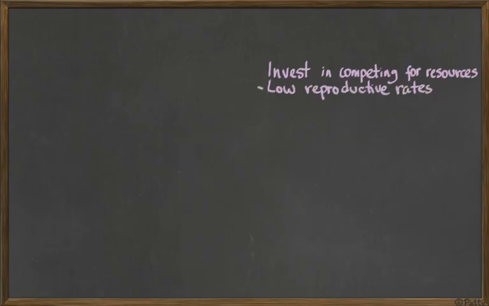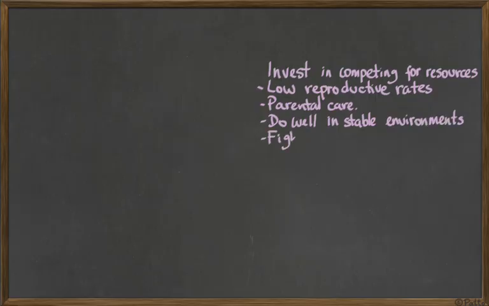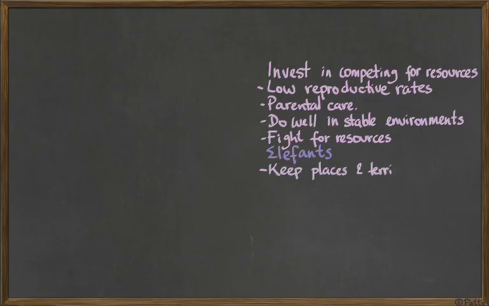They have low reproductive rates, they have parental care, they take care of the babies, they have few babies, but they take very good care of them. Okay? They do well in stable environments because they compete for the resource. They fight for the resource. And a classic example among mammals would be elephants. Elephants are typical strategists on this extreme strategy here.